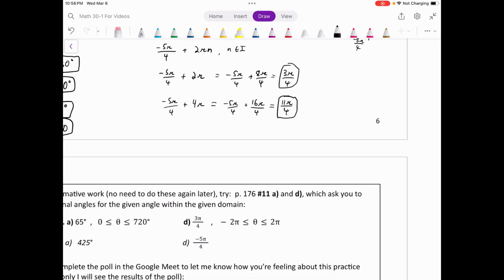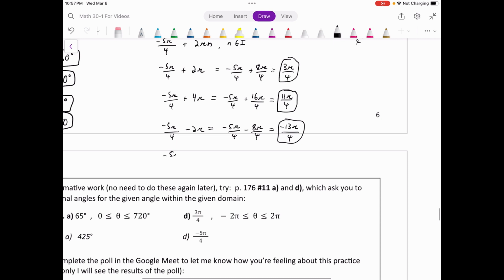All right, let's find two negative coterminal angles. So now, instead of adding a 2 pi, how about we subtract 2 pi? Do a full rotation in the negative direction. Negative 5 pi over 4 minus 2 pi, well, that's negative 5 pi over 4 minus 8 pi over 4. Negative 5 minus 8 is negative 13 pi over 4.